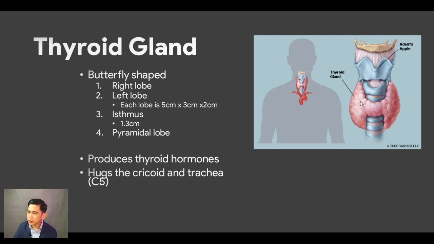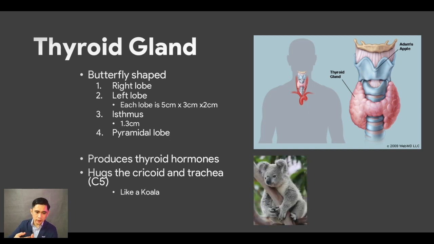So the thyroid gland is found usually at the cricoid and the tracheal cartilage. It is not found at the thyroid cartilage. It is found lower than the thyroid cartilage, at the cricoid and tracheal cartilages. Now, the thyroid gland hugs the cricoid and tracheal cartilage like a koala. No? It hugs it. Okay? Or a clingy girlfriend.